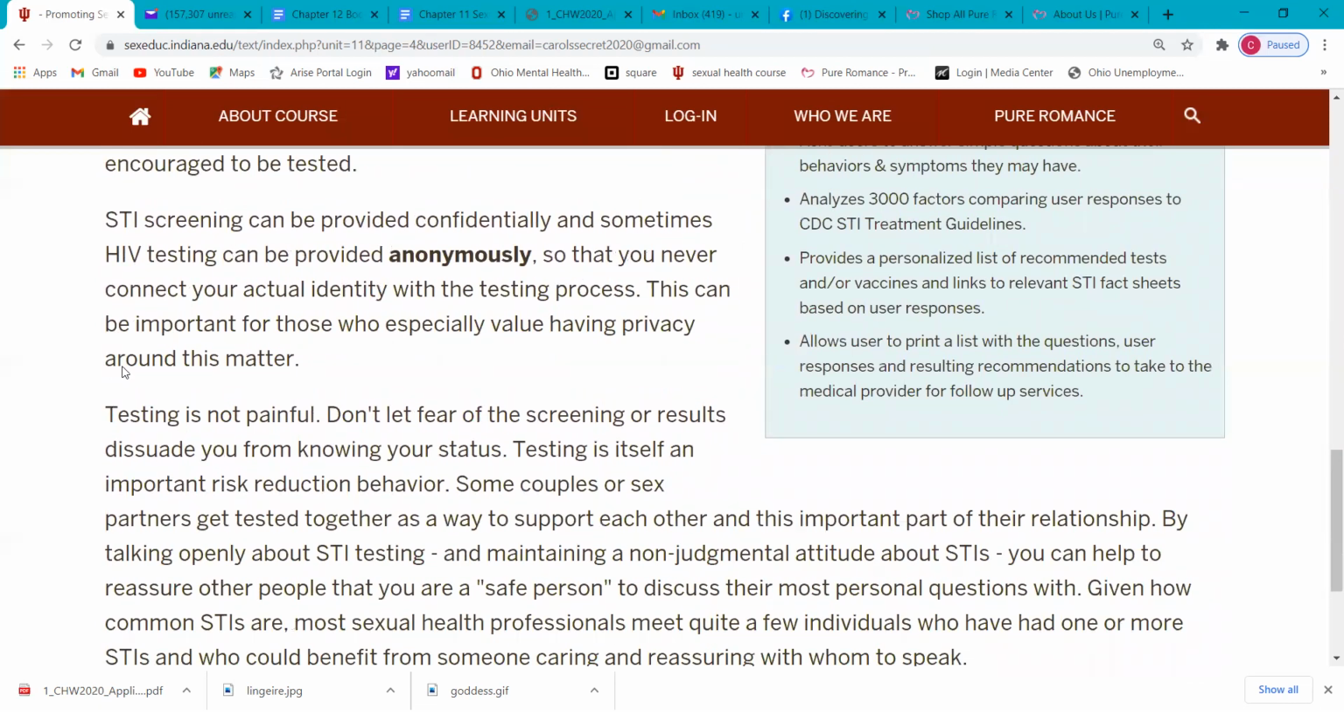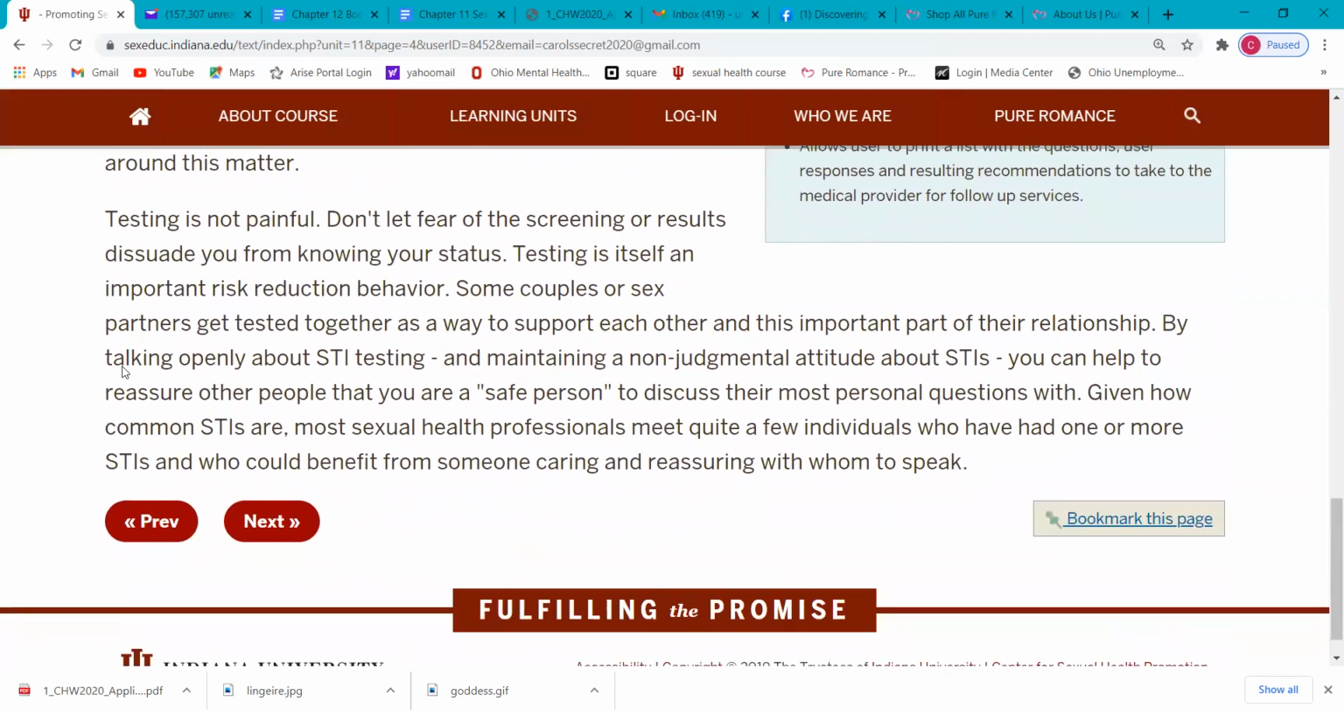STI screening can be provided confidentially, and sometimes HIV testing can be provided anonymously so that you never connect your actual identity with the testing process. This can be important for those who especially value having privacy around this matter. Testing is not painful. Don't let fear of the screenings or results dissuade you from knowing your status. Testing is itself an important risk reduction behavior.